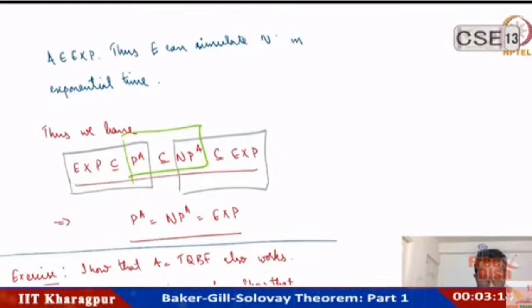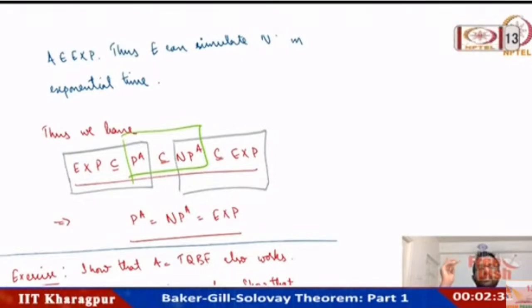So we have a chain of containments where the left hand side and the right hand side are the same. Just to understand, what if you had a chain of inequalities in terms of numbers which says that 3 is less than or equal to x, less than or equal to y, less than or equal to 3. There is only one way to make all this true: x and y are both equal to 3. Similarly, there is only one way to make our chain true: P power A and NP power A are equal and equal to exp. Hence, P power A equals NP power A.